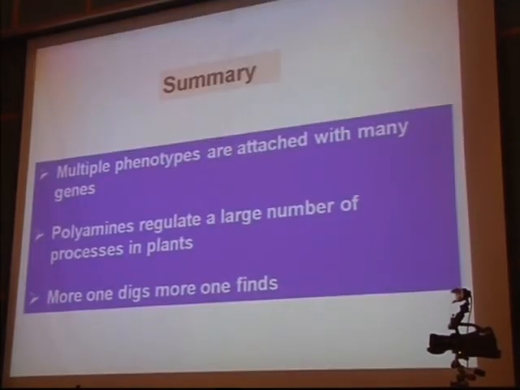So in summary, multiple phenotypes are attached to each gene. You can't put in one gene and expect one phenotype. Many different phenotypes come up. Polyamines regulate a large number of processes in plants. The more one studies, the more one finds.